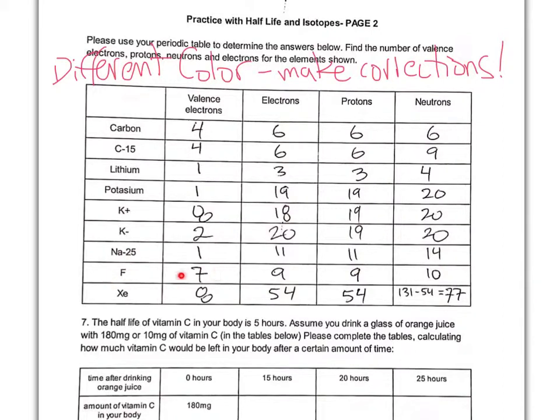Fluorine is a halogen. It has 7 valence electrons, total of 9, etc. And then xenon, some people are struggling with this. It has 54 protons, and so you look at the atomic mass, it says 131.29, so I did 131 minus 54, giving 77 neutrons. Okay. So again, correct your work in a different color, please.